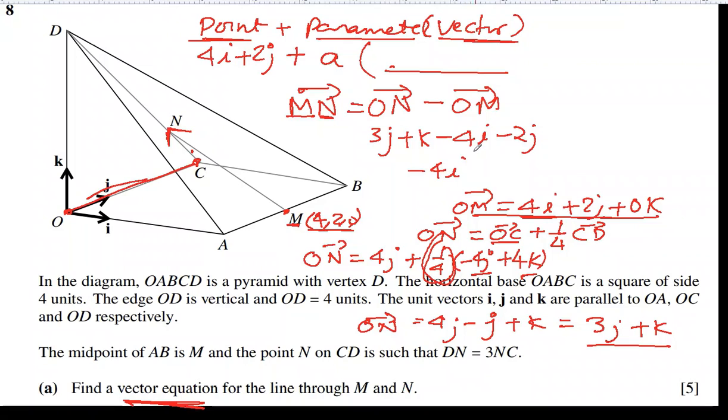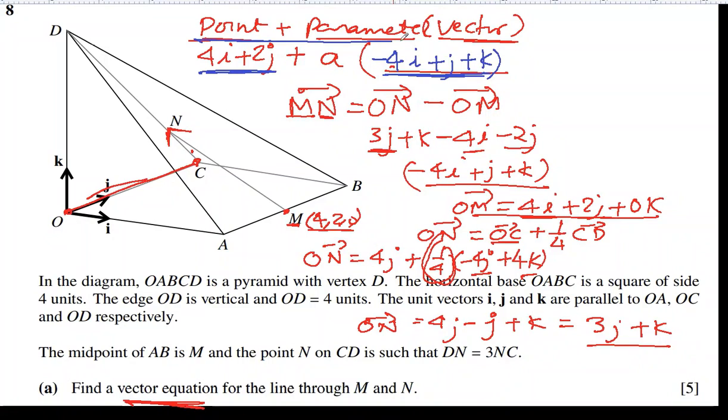So what do we have? We have here minus 4i and 3j minus 2j is plus j and k is alone. That's it. We got the vector also, and we will write it here. Minus 4i plus j plus k. I needed a point. I already had that. I needed a vector. I found it. And this, let's put r equal to in front of this. If I put r equal to in front of this, this becomes the equation of the line through M and N.